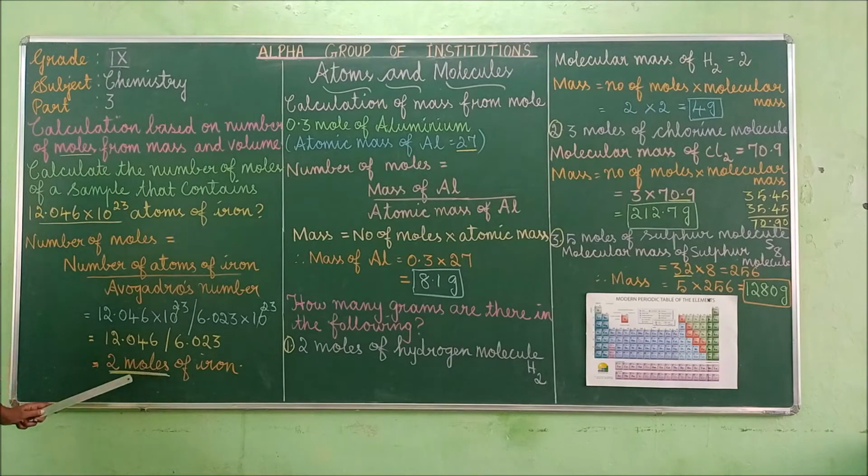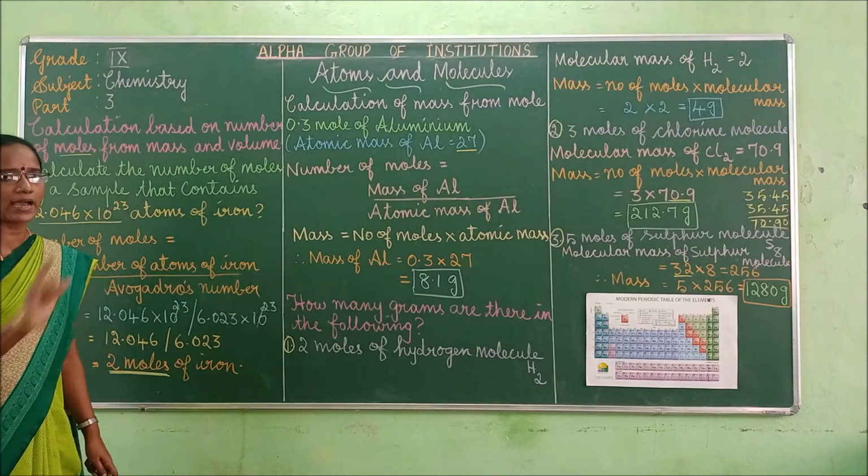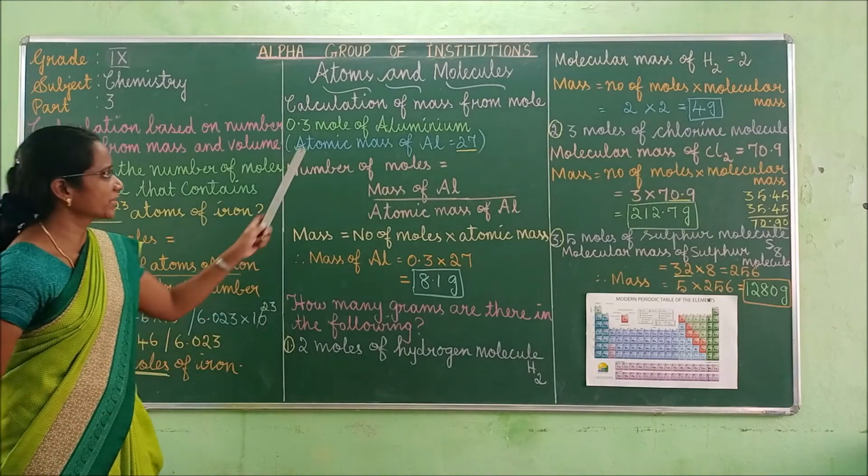Okay, the final answer is 2 moles of iron. First, what you have to do? You have to apply the formula. Number of moles is equal to number of atoms of iron divided by Avogadro's number. Number of atoms of iron is given in the question. Divided by, you put the Avogadro's number, right? The 10 to the power 23 is in the division here also, so you cancel it. Then again divide 12.046 by 6.023, you will be getting 2 moles of iron. Okay, highlight the answer. Next question.